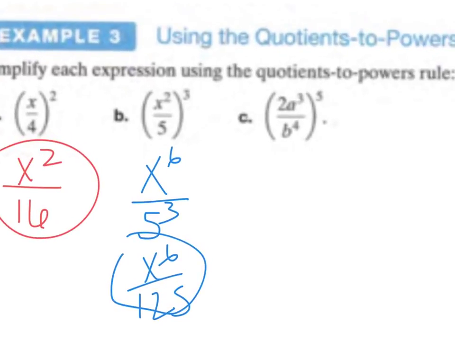So if we continue on and look here, this would be 2 to the 5th power, which is 32, but a, 3, and 5 will be a to the 15th, and that would be over b to the 20th.